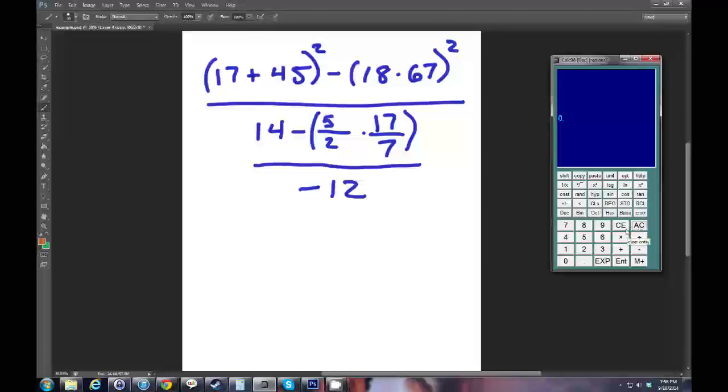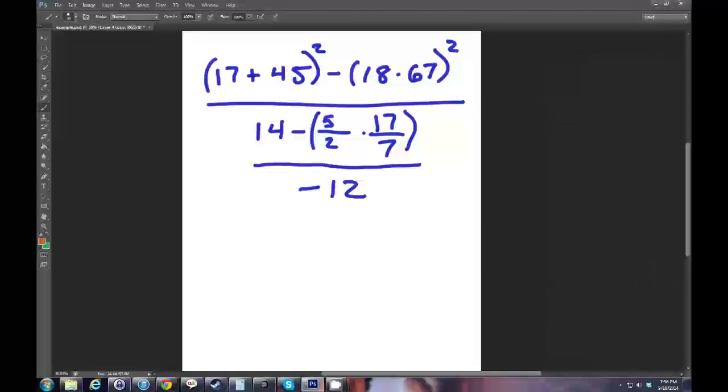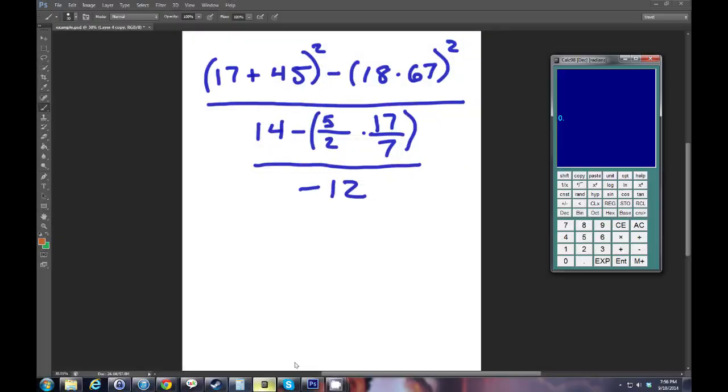So here's the advantage of RPN calculators. You do not have to use any parentheses when putting numbers into an RPN calculator. You just have to know the order of operations. So, using order of operations, 17 enter, 45 plus, squared. 18 enter, 67 times, squared, minus. That's the top value.